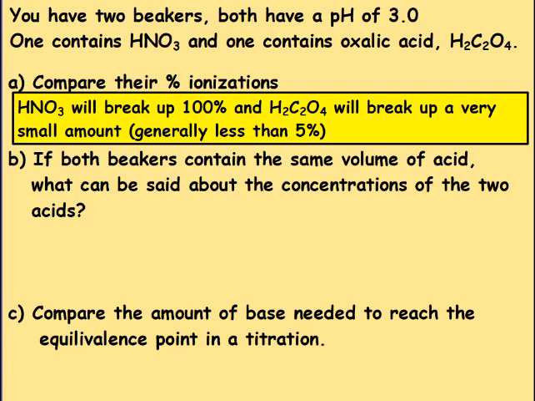So if both beakers contain the same volume of acid, what can be said about the concentrations of the two acids if they both have a pH of 3? Go ahead and pause the video and figure out what you would put for B. Restart when you're done.